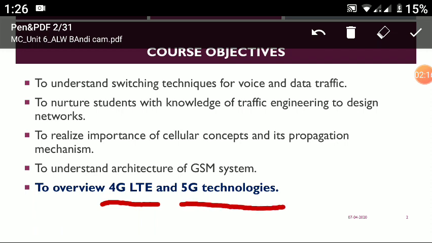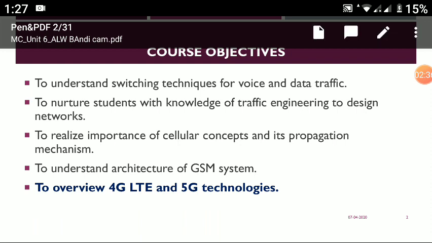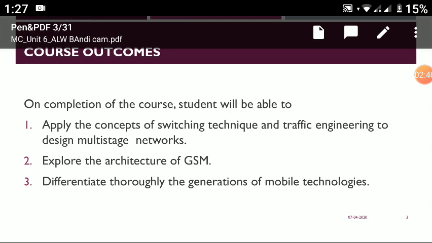Actually, the previous version of the LTE is nothing but the 3.9 generation of the mobile communication system. After that, the fourth generation came into the picture for implementation in various countries, and right now most of the countries are working to implement the 5G technologies in their cellular communication systems.